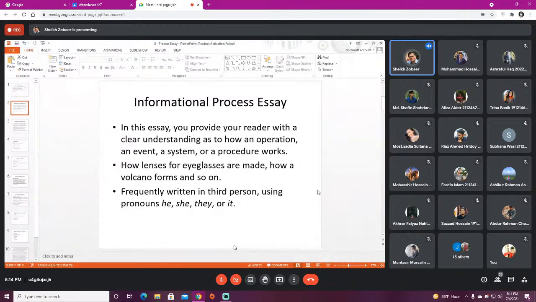How volcanoes are formed. Can you create an artificial volcano? Probably not at this moment. Scientists probably haven't figured out how to create an artificial volcano like a real one, so that's not possible as yet. But you can analyze how volcanoes are formed, and you can discuss them in a process essay. That kind of process essay will be informational because you're only delivering information. You're not giving instruction to replicate a solar system or a volcano. That's not even possible.